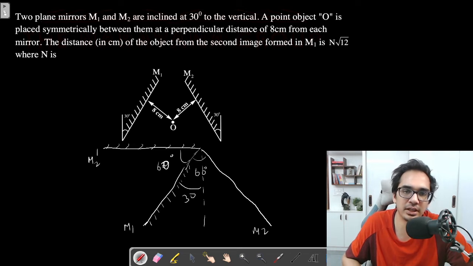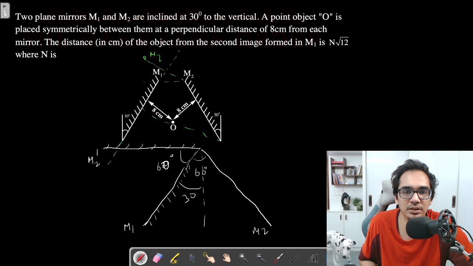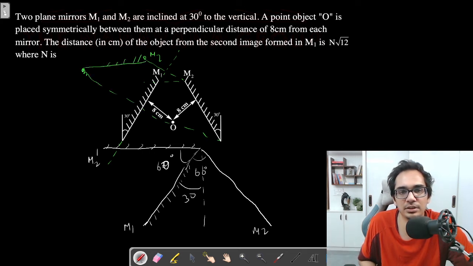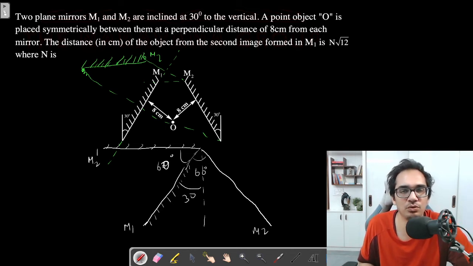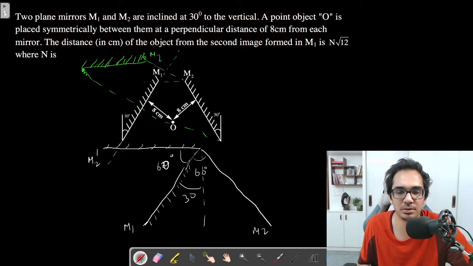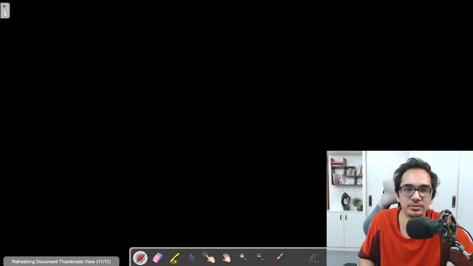You can also think of it like this. Just extend M1. The image of this part will be here, and the image of the next part will be somewhere here. And this will be the reflection, right? Object distance is equal to image distance. So the image of M2 in M1, you must know how to draw it. It's just a mirror image kind of thing. So let's just take the new slide.